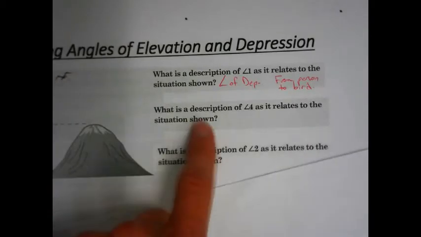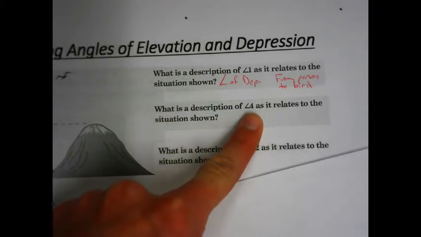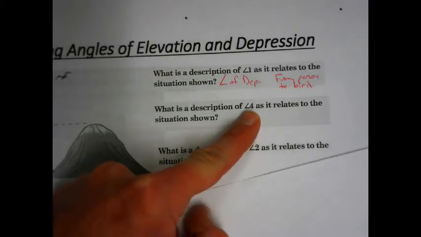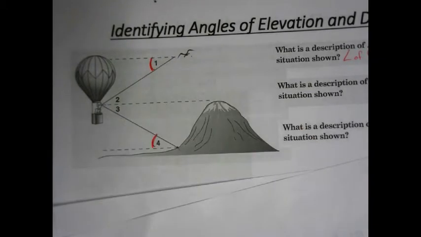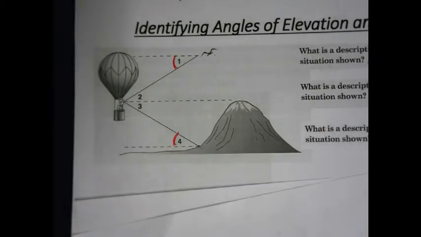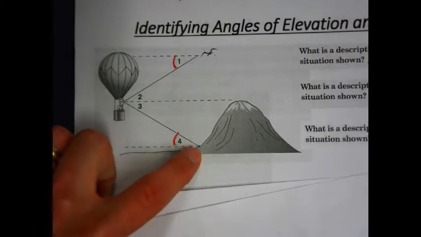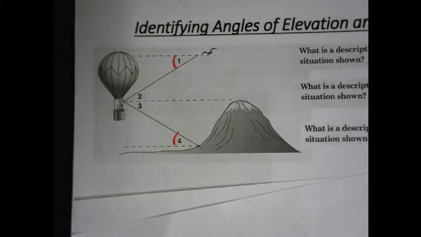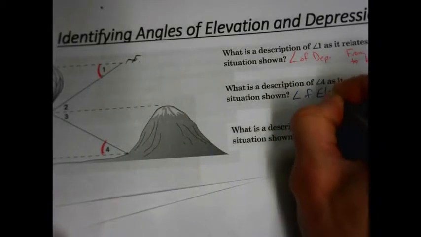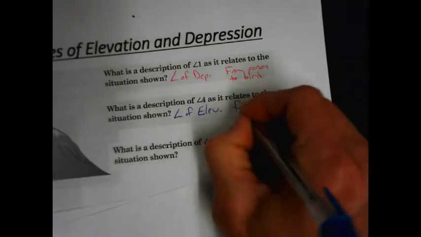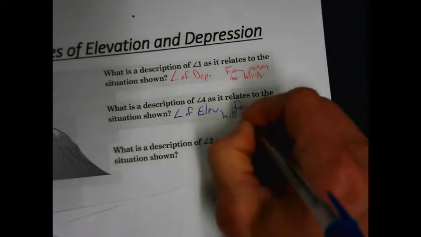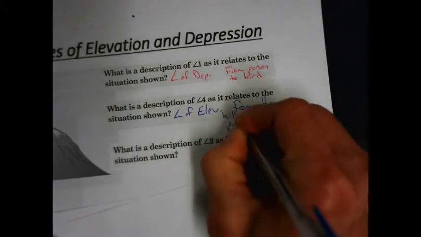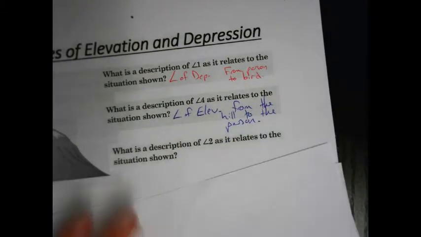Second question, what's the description of angle 4, I can't read, as it relates to the situation shown? So we're going to look at angle 4. Now angle 4 is down there, so what's happening there? Angle 4 is an angle of elevation from the foot of the mountain, from the base of the hill, up to the person. So I'll say from the hill for short, from the hill to the person. So that's what's happening with angle 4. All right, so make sure we understand the vocabulary.